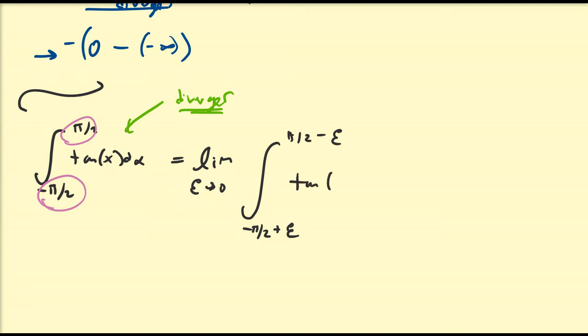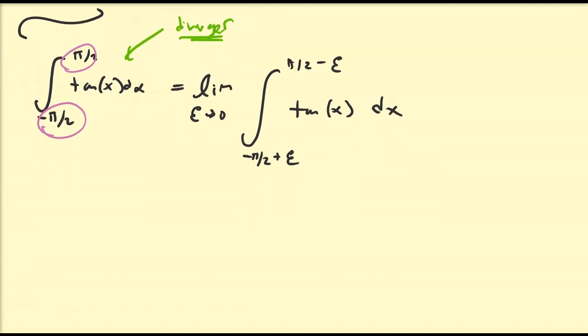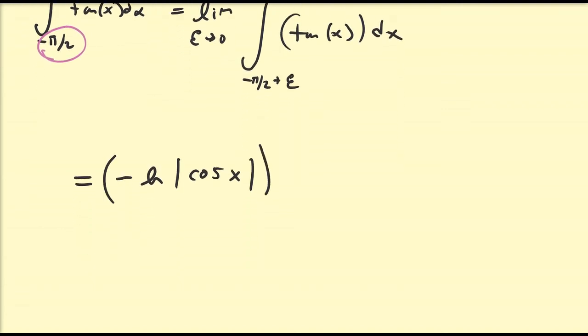of tangent of x dx. So that's the limit definition of this improper integral. Again, we already know the antiderivative of tangent. That's going to be equal to the negative natural log of cosine of x. And we need to evaluate this. Where are my limits? Epsilon goes to 0.